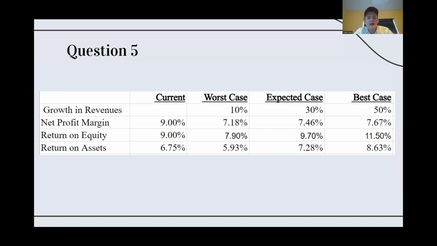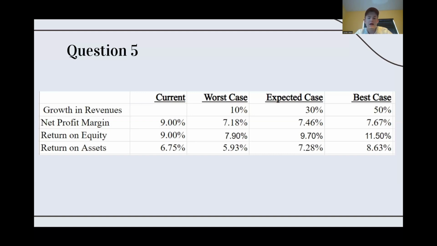We can see that currently our net profit margin will be higher, but this is because it does take into consideration net income, which will be lower because with taking on debt, we do have to pay interest expenses. For our ROE and our ROA, we can see that in both scenarios, it is higher than current in the expected case and the best case, but lower in the worst case.